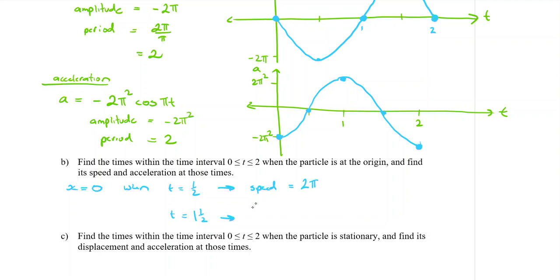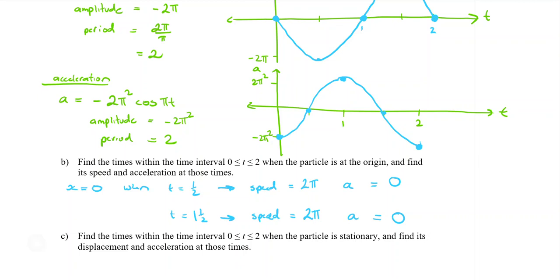Let's do the speed for the 1.5. The 1.5 is here. So it was up the top at the positive 2 pi. So they actually have the same speed, but their velocities were different because one was negative and one was positive. Okay, let's go to accelerations. The acceleration at time equals a half was, acceleration graph, 0, and at 1.5, 0. 0 for both of them.